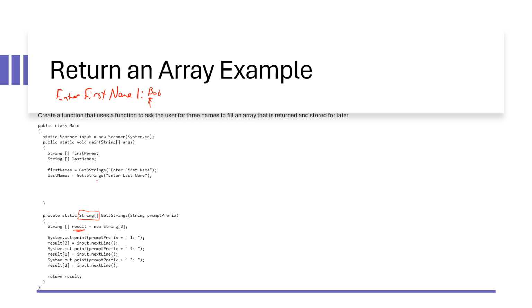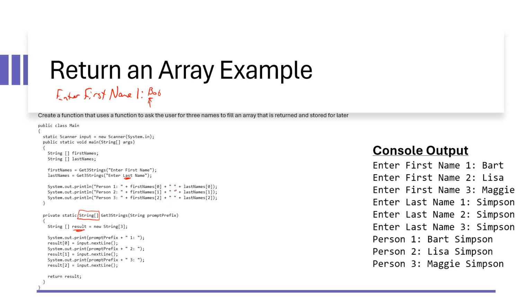Great. So then we do the exact same thing for last names, and it gets its own set of 3 names. So now your RAM is holding 2 variables, one called firstNames, one called lastNames, that are both pointing to their own locations of memory of 3 separate names. And it's the exact same thing, only this time I changed the prompt to be enter last name. And then finally, I want to display this stuff out. So you can see here I'm saying person 1, first name, and space, and last name. I'm using parallel arrays here again as well. And I can do that for the remaining 2.